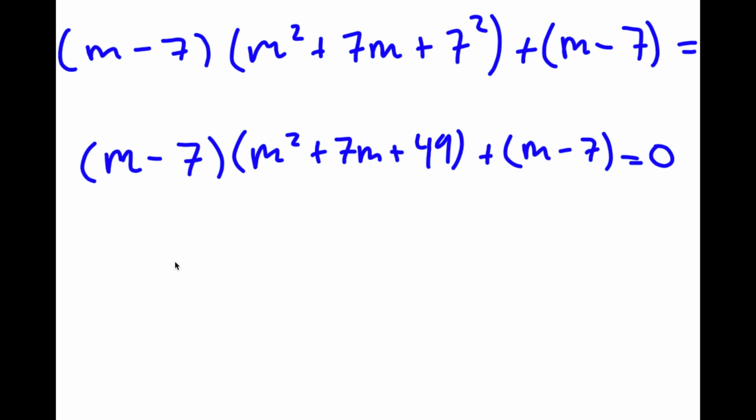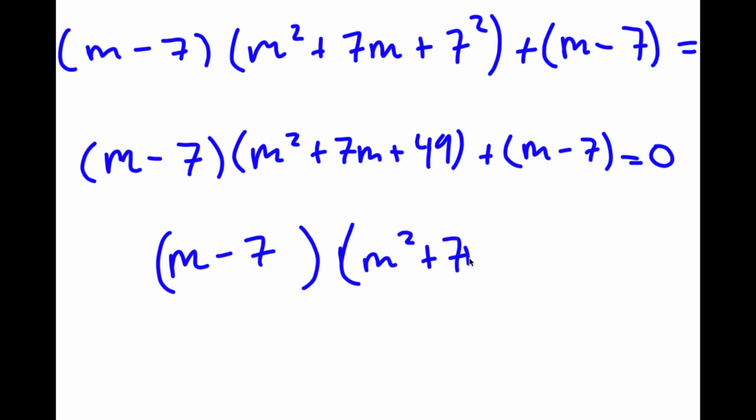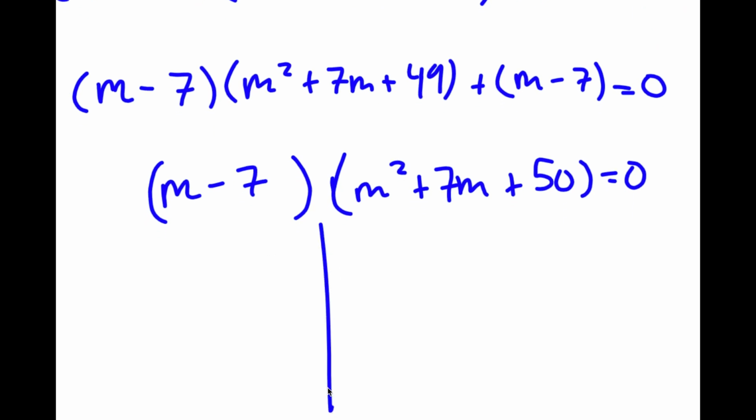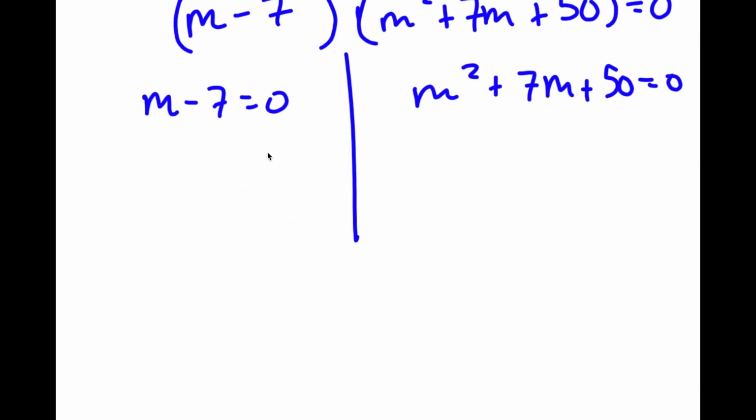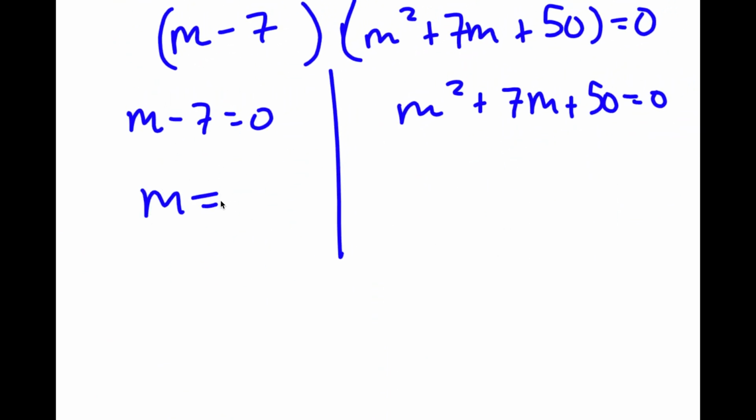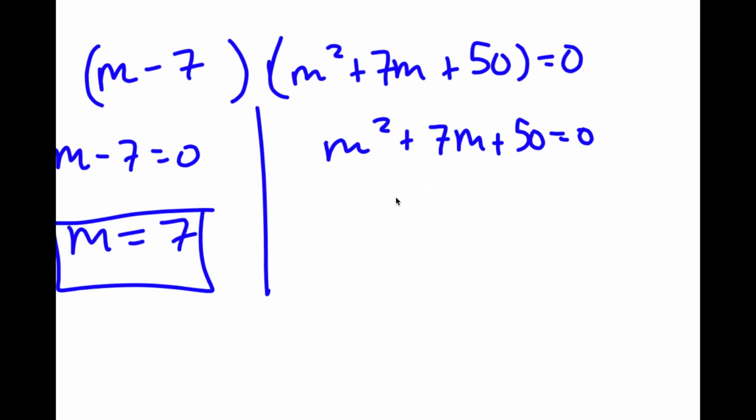Now if I factor out m minus 7, I have m minus 7 times m squared plus 7m plus 49 plus 1, which is equal to 50. So this is equal to 0. So now this gives me two equations. I have m minus 7 is equal to 0, and I have m squared plus 7m plus 50 is equal to 0. So m minus 7 equals 0. This is the same thing as m equals 7, so this is already one solution of m.